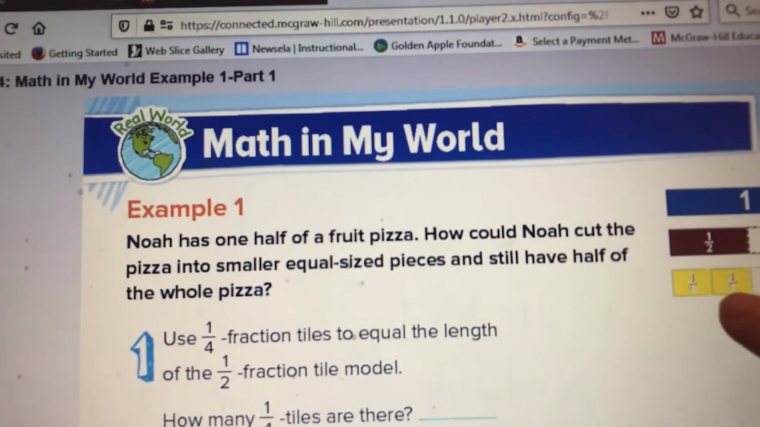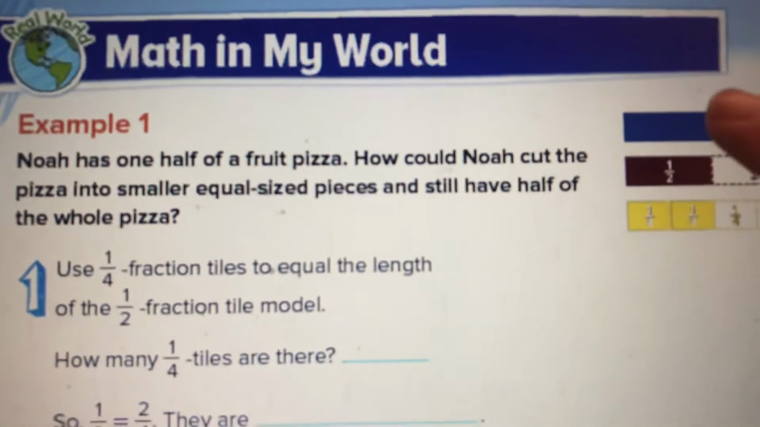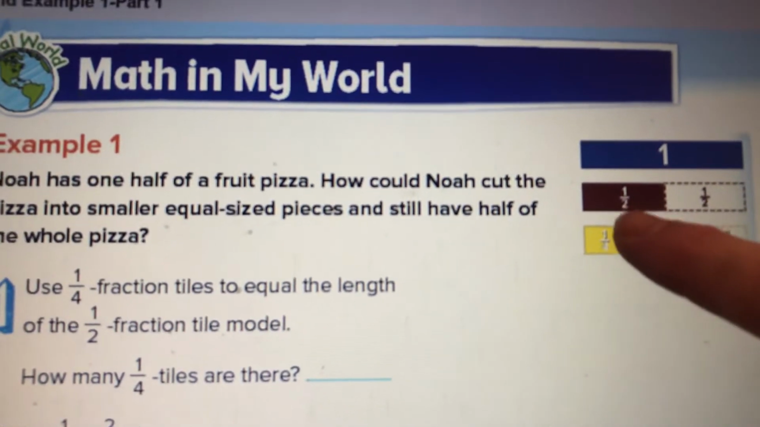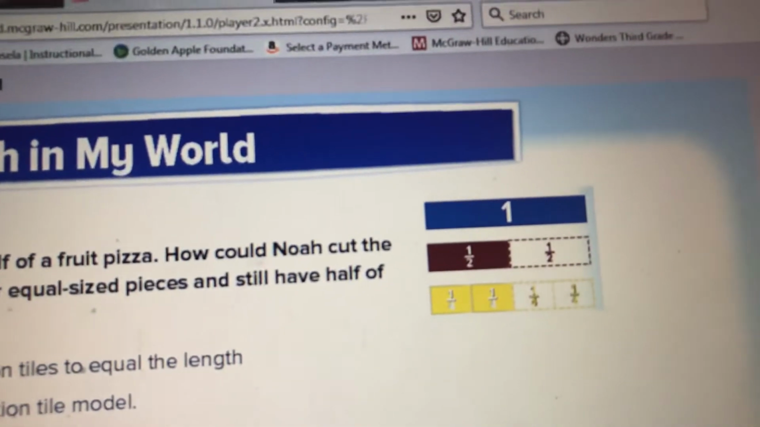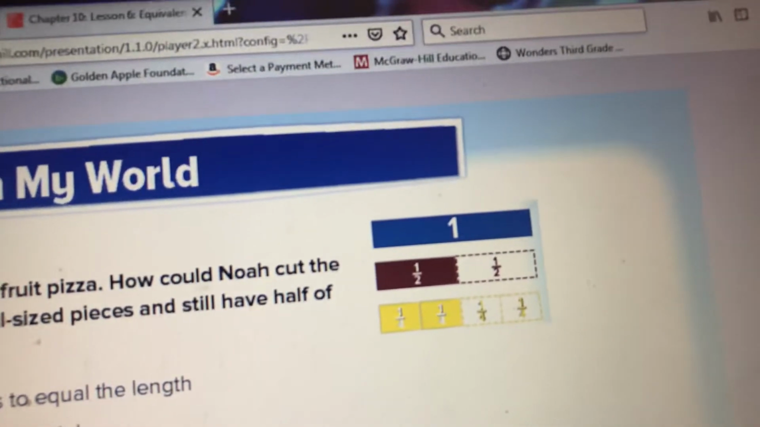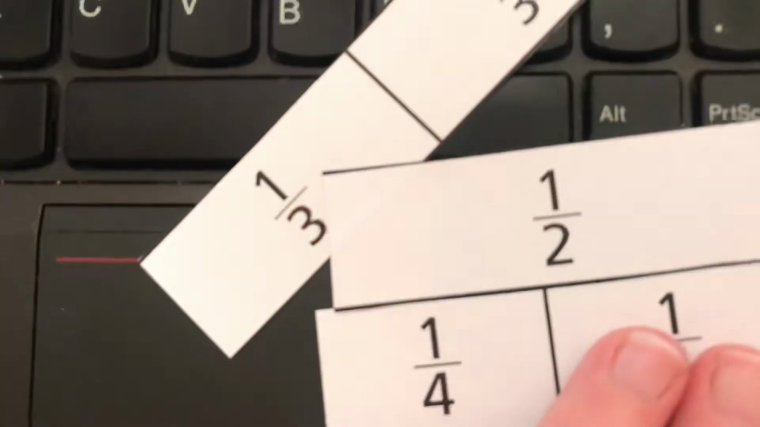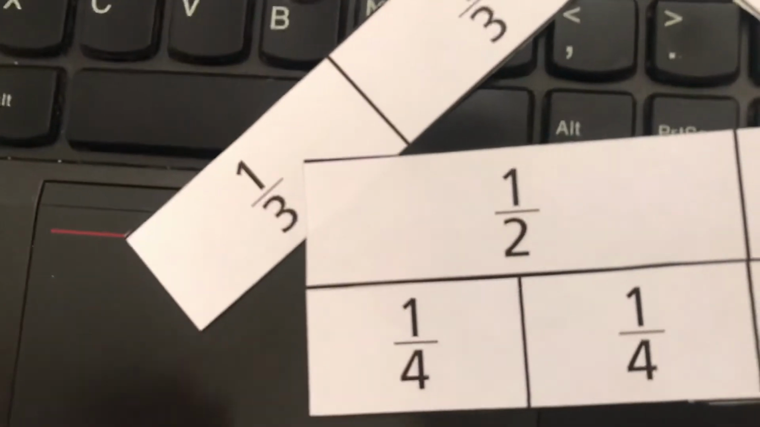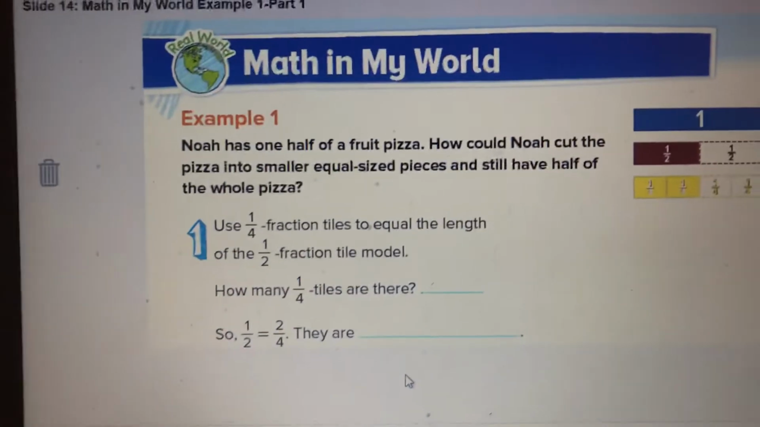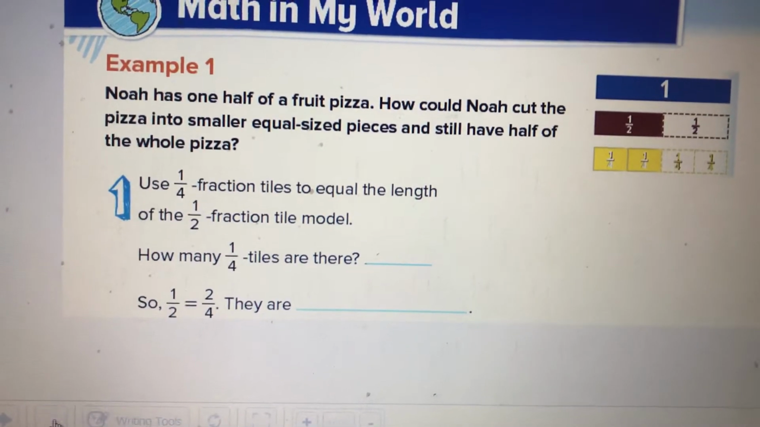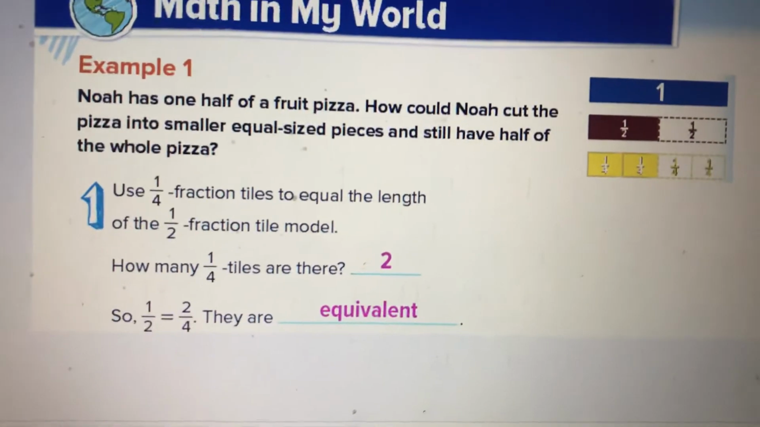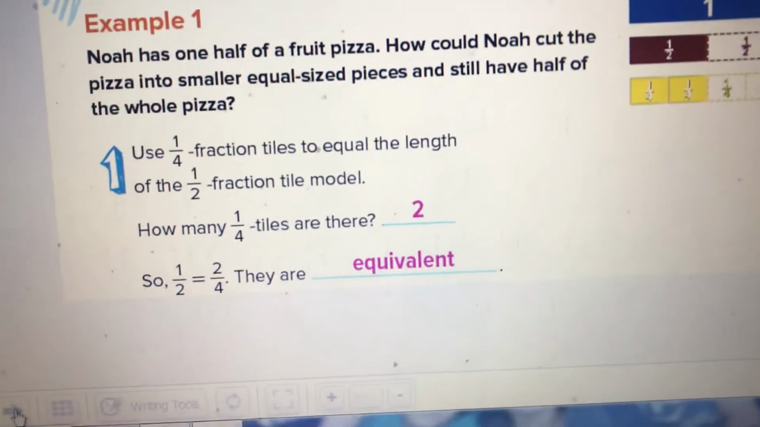So if you look right here, you have your 1/4 and your 1/2. This 1/2 is equal to 2/4. You can do that by modeling your tiles and laying them out. If I had my 1/2 here and 1/4 here, sorry about that, I can see that those two are equal. Now, how many 1/4 tiles are there? And 1/2 is equal to 2/4, so they are equivalent.